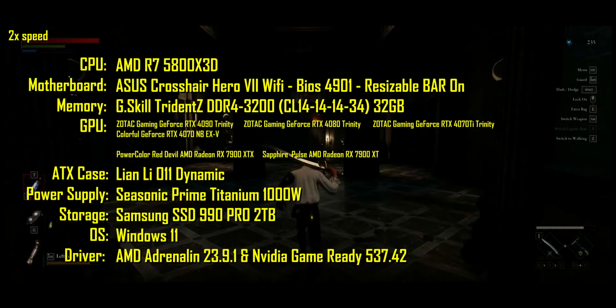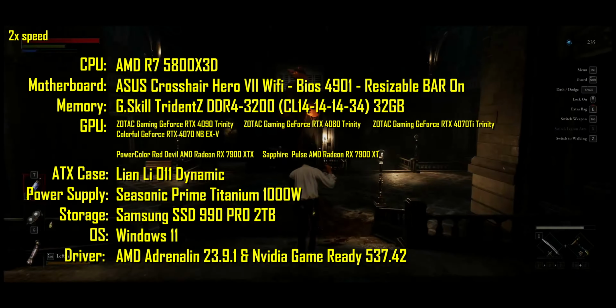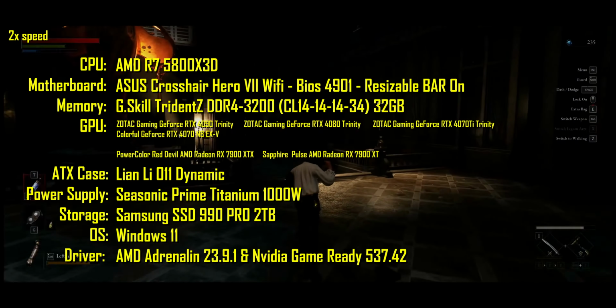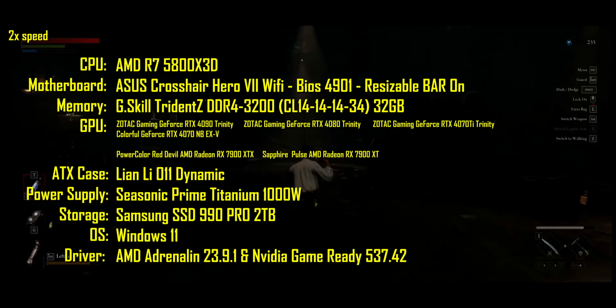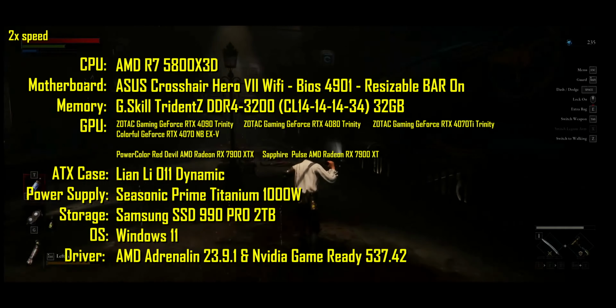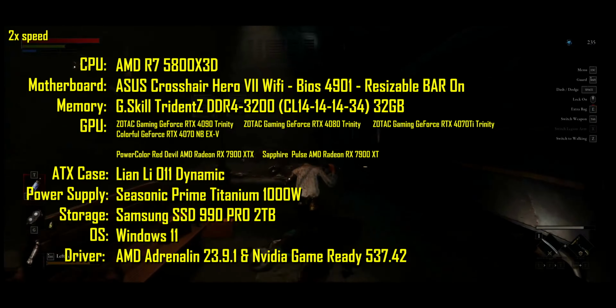All this testing was done on my test system that includes an R7 5800X3D, 32GB of 3200MHz CL14 memory, all run off of a Samsung 990 Pro NVMe SSD, running Windows 11 and the latest AMD and NVIDIA drivers.